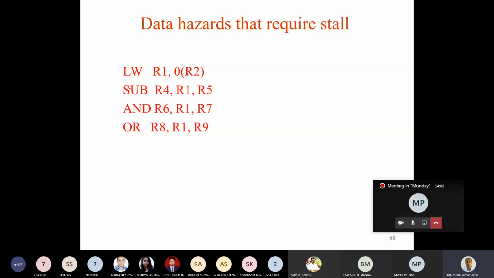Let's try to execute these instructions and see whether it is possible to overcome the data hazards by means of forwarding. Let's execute this in our 5-stage pipeline. Let's look at load.